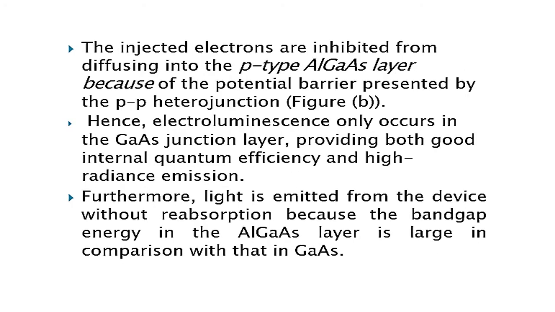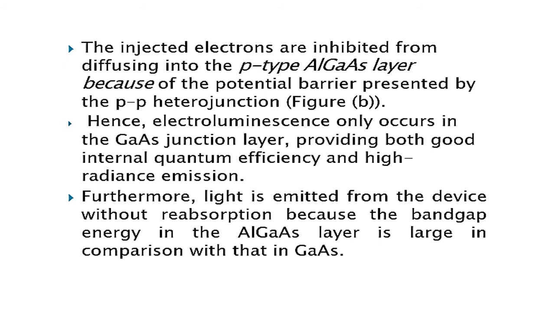The injected electrons are inhibited from diffusing into the p-type aluminum gallium arsenide layer because of a potential barrier which is present in the p-p heterojunction. So the electroluminescence occurs only in the gallium arsenide active junction layer, and it will provide good internal quantum efficiency and high radiance emission.